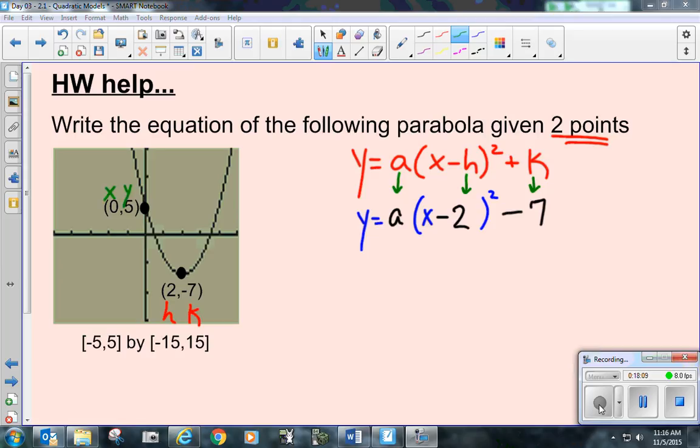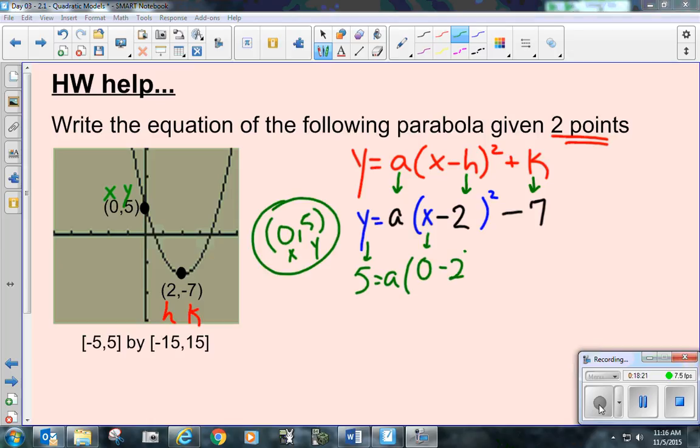So guess what? If I use this coordinate, my y is 5 equals A times my x is 0, and I'm just getting them from here. Minus 2, I square that quantity, subtract 7. I just solve for A. And I have all 3 letters. I have my A, my H, my K, and I plug them in.